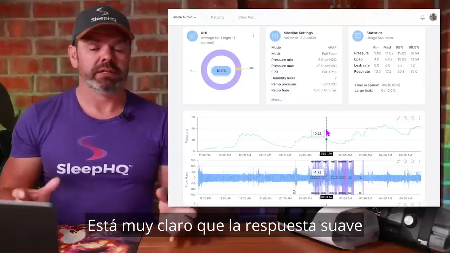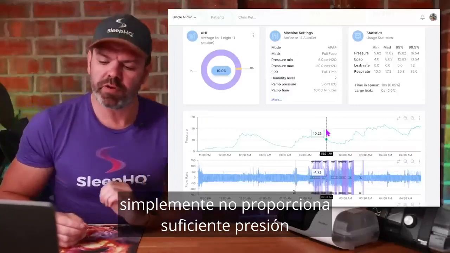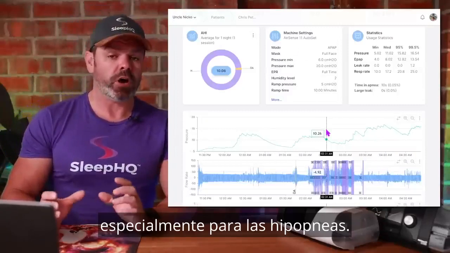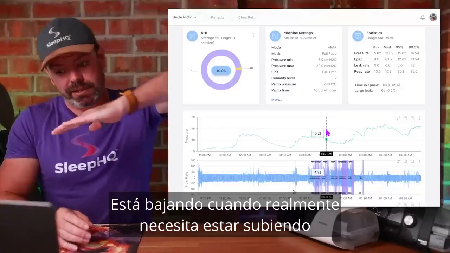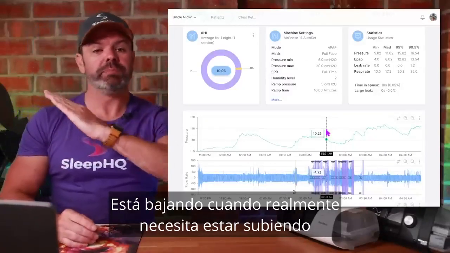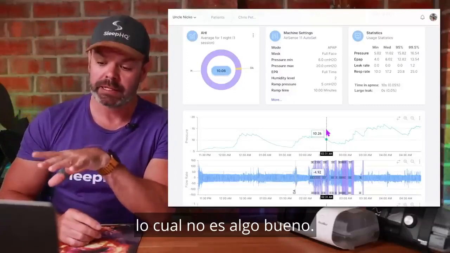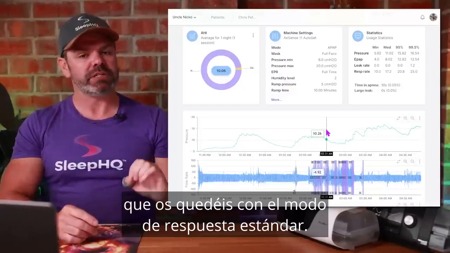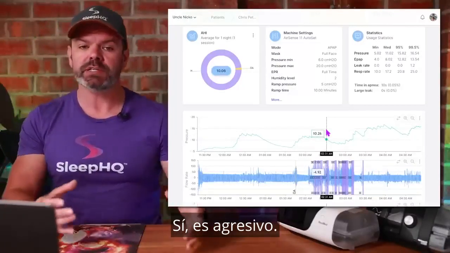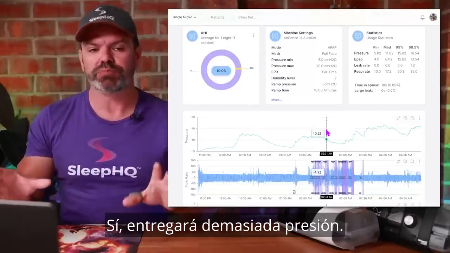So it's crystal clear that the soft response just doesn't provide enough pressure for the hypopneas especially. It's going down when it really needs to be moving up. It's looking more like the Phillips algorithm, which is not a good thing. So I would recommend that you stick with the standard response mode. Yes, it's aggressive. Yes, it will deliver too much pressure.